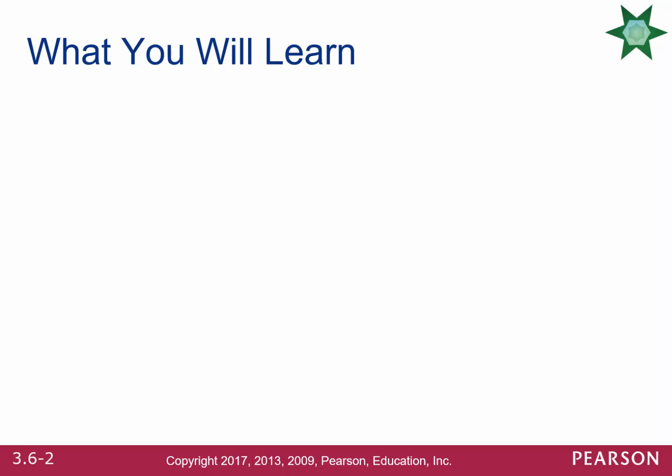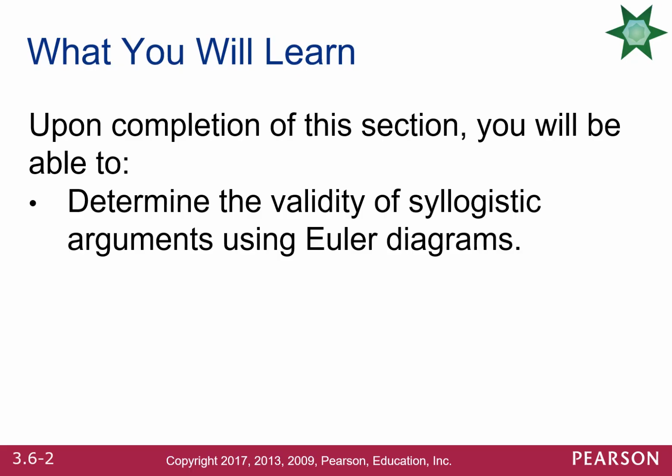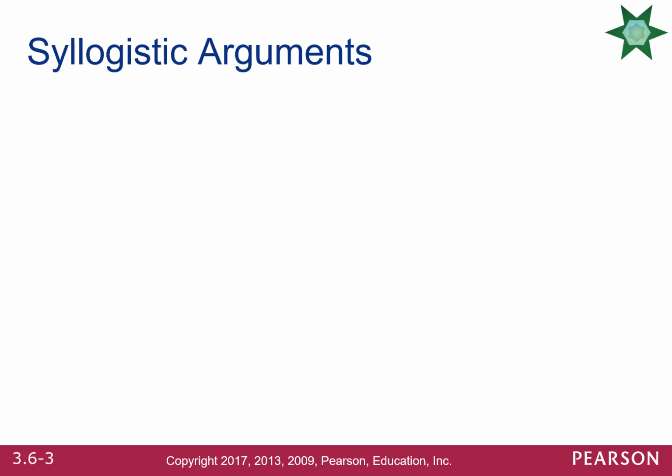So here's what we are going to learn in this section. We are going to first understand what Euler diagrams are, how to come up with Euler diagrams from the different arguments, the premises, the conclusion, and so on. And then we are going to learn how to use them to test the validity of the different syllogistic arguments.